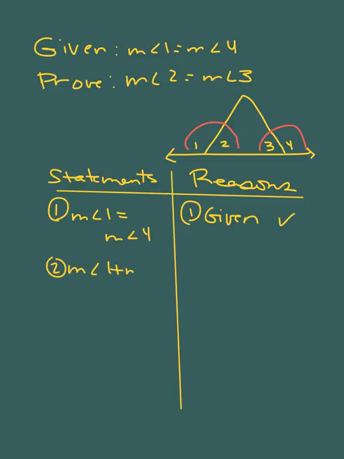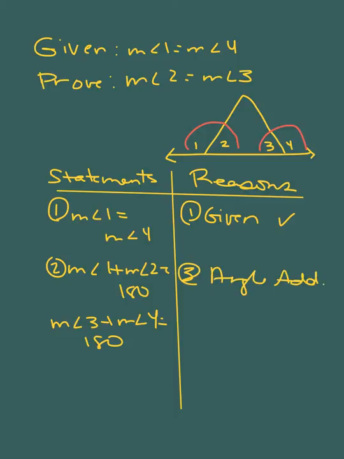So what I want to do there is I can say that the measure of angle 1 plus the measure of angle 2 is equal to 180, and the measure of angle 3 plus the measure of angle 4 is also equal to 180. And the reason for that is angle addition postulate.